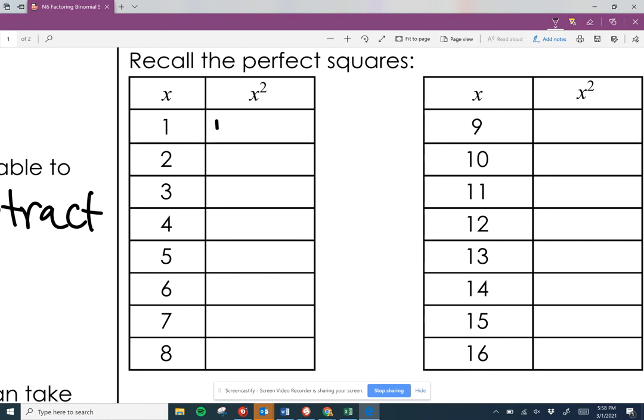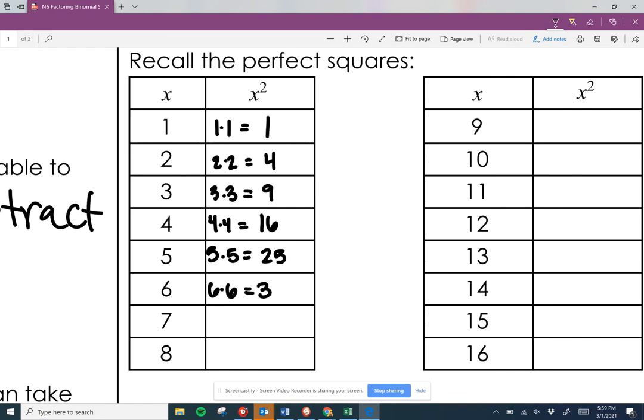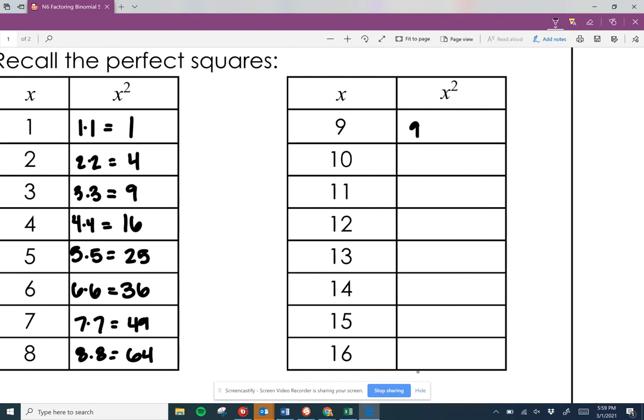Okay, so 1 times 1 is going to give us 1. 2 times 2 is 4. 3 times 3 is 9. 4 times 4 is 16. 5 times 5 is 25. 6 times 6 is 36. 7 times 7 is 49. 8 times 8 is 64. 9 times 9 is 81.